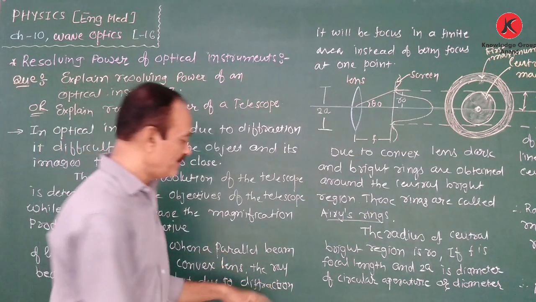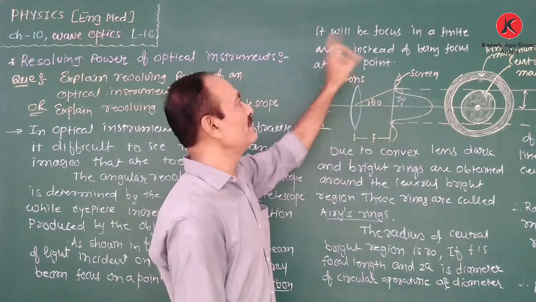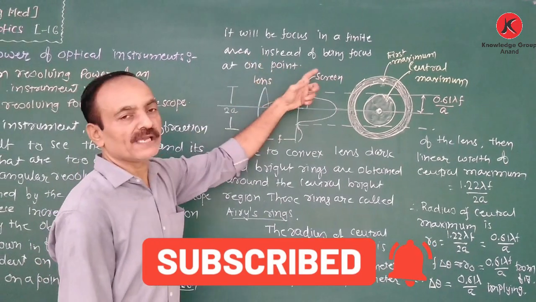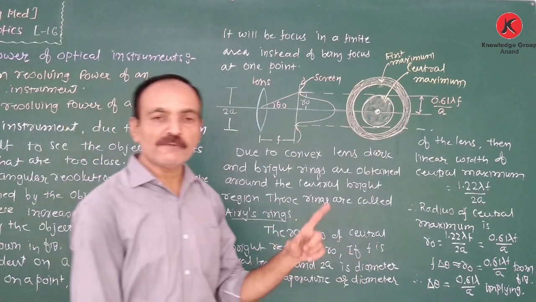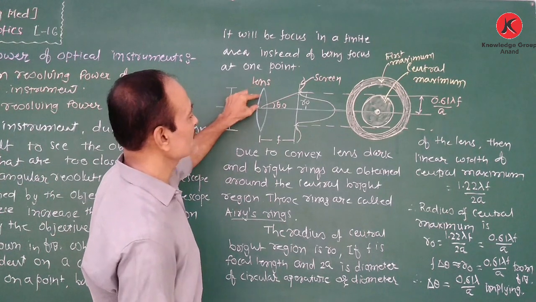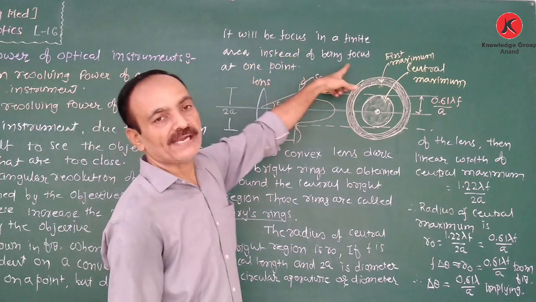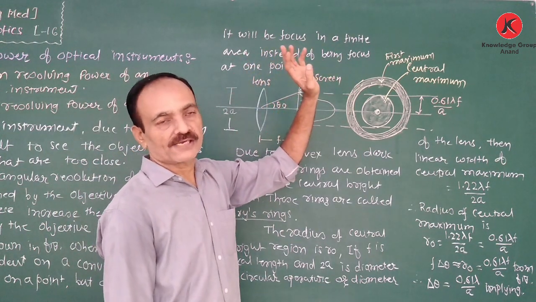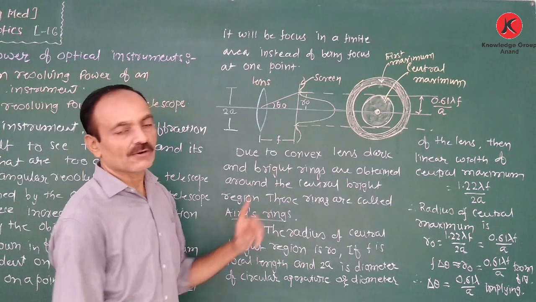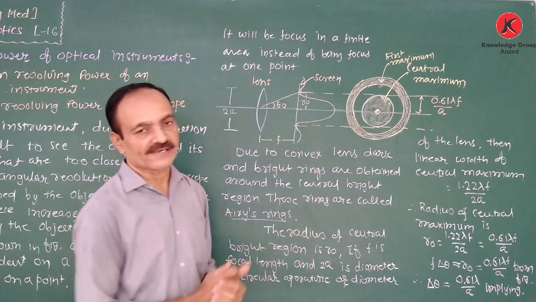But due to the phenomenon of diffraction, the refracted beam is focused in a finite region, or finite area, instead of at a particular point. Here the phenomenon of diffraction takes place, due to which the parallel beam of light is not focused at the principal focus, but in a finite area instead of a particular point. So due to this convex lens, dark and bright fringes are obtained, dark and bright rings around the central bright ring.